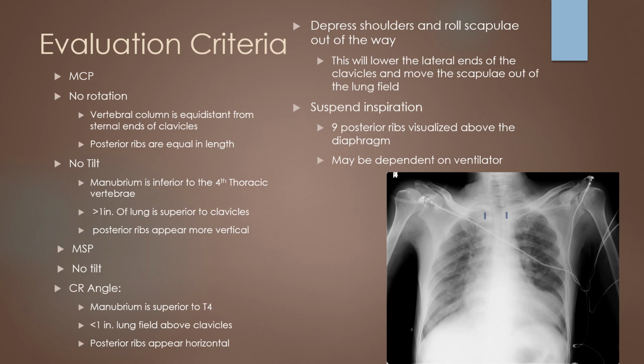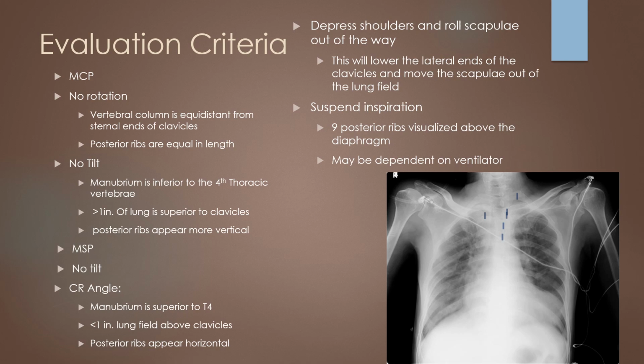So here's my first, second, third, and fourth vertebra. So if I look at that, I can tell that it looks like that manubrium is above the fourth vertebra, which if my patient is in AP position, it means that the upper part of their mid-coronal plane is going to be tilted posteriorly.